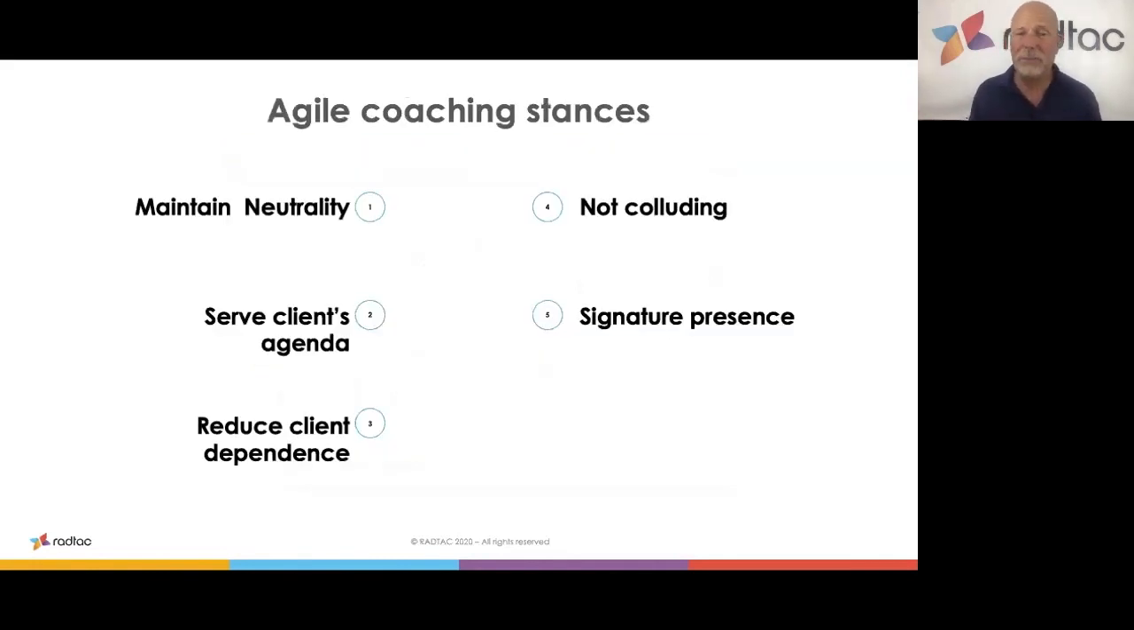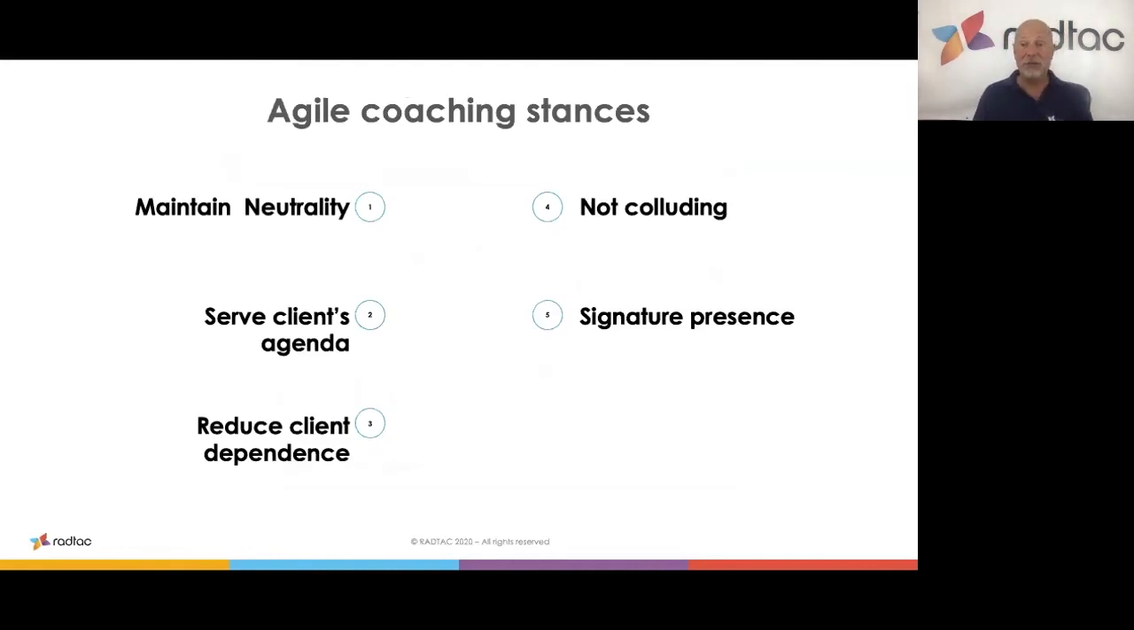Coaching stances. Maintain neutrality, I would suggest. Don't force your cognitive bias onto people. Serve the client's agenda. At the end of the day, Agile isn't about doing perfect Agile. Scrum Master is not about doing perfect Scrum. It's about enabling the client to achieve whatever it is the client wants to achieve in the most effective way we can achieve it, and then continuously improving. So we need to be serving the client agenda.